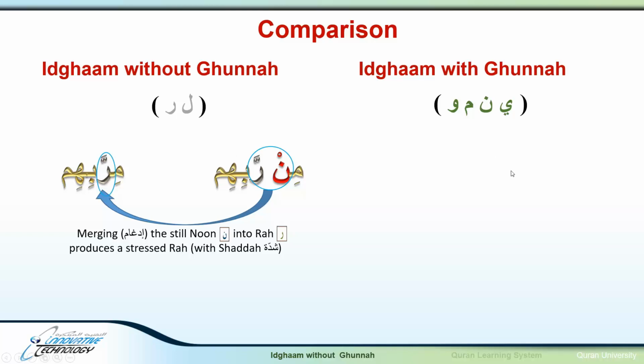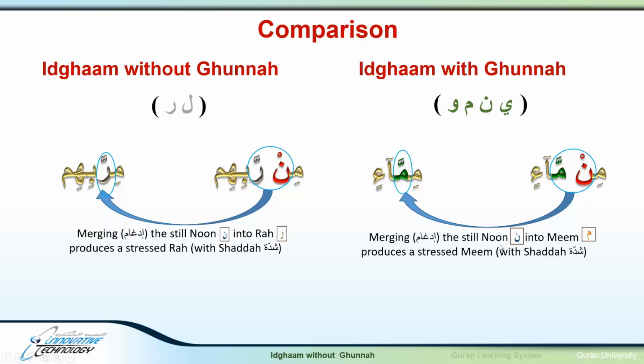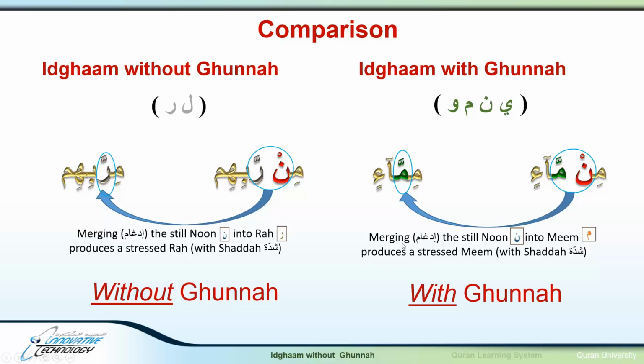Now the example for idgham with Ghunnah, min ma, Noon Sakinah, followed by a mim with fatha, merging together those noon and mim produce mimma. Notice the Ghunnah, mimma. Now the noon has disappeared, it has been merged, that still noon into the mim, no noon here. In pronunciation, of course, in writing we still write it this way, and that produced a stressed mim with shadda as we see here. Again, mir rabbihim, idgham without Ghunnah, mimma, idgham with Ghunnah.